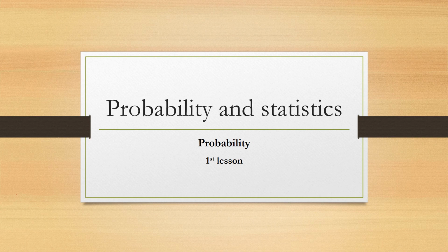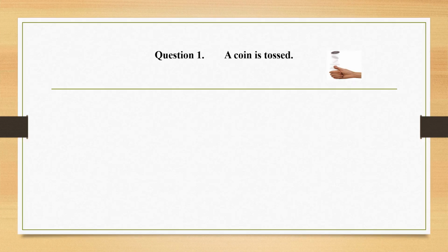So now dear student, today we will discuss some questions about probability. Okay, so let's have a look at some questions. Our first question is: when a single coin is tossed, list all the elements in the sample space. Okay, this is very important.